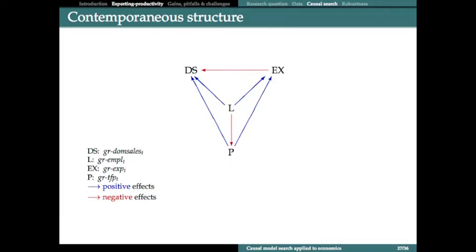We were interested, most of all, in the relationship between productivity and exporting. In this first-shot application, we have that productivity is actually causing exports in the simultaneous structure and not the other way around. But let's see. This is another way to write the same thing, right? So employment is driving everything, then productivity, export, and then domestic sales. This is a positive effect.